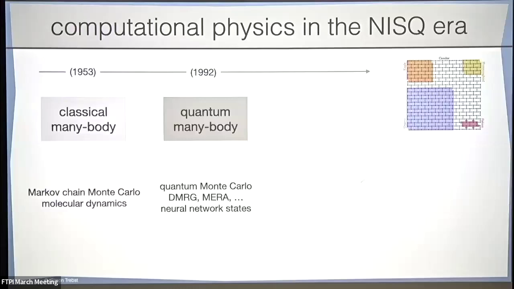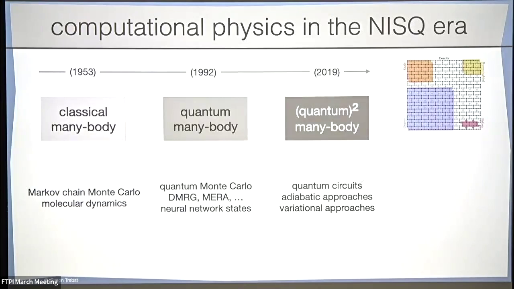And now I feel we are in something that I coined quantum square many body, because the distinction is that these quantum many body simulations ran on classical hardware, fancy GPUs or big HPC centers. These calculations we are now running on these quantum computers that are available, like the ones here in the IBM cloud. And the algorithms that we're using will be quantum circuits.